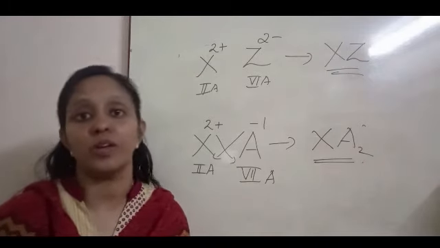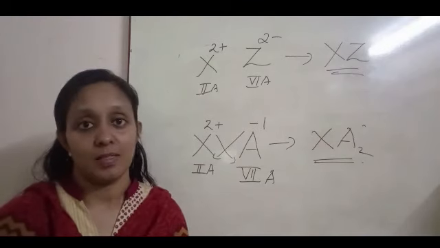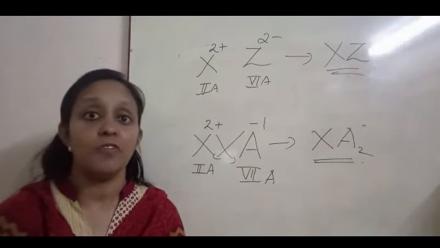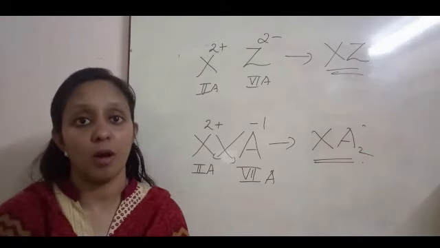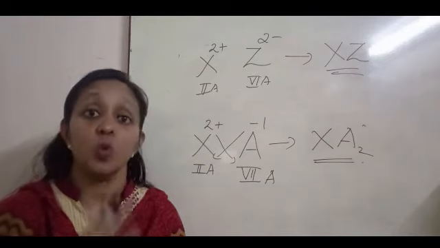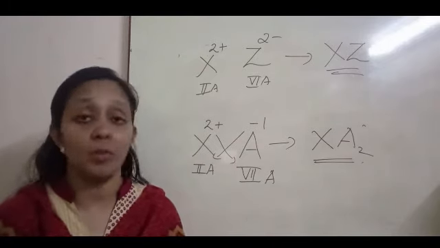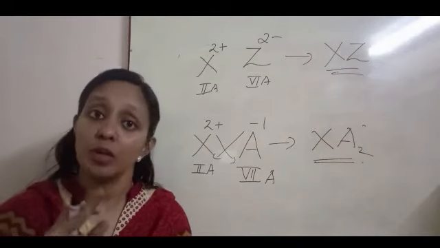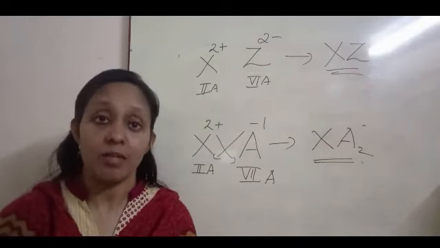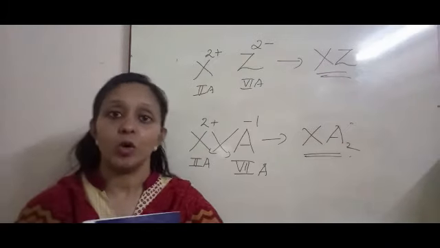So this is how we write the formula of compounds of different elements. When different elements combine to form a compound, we have to check to which group each belongs. Then you can identify its valency. Once you calculate its valency, it's easy to write the molecular formula. I hope the things are clear to you.